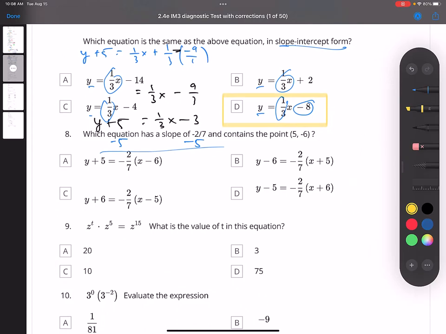Question number 8. Which equation has a slope? So going back to slope, this is your m value. Now, this one gives me a point, not the y-intercept. So we're going to call this x1, y1.